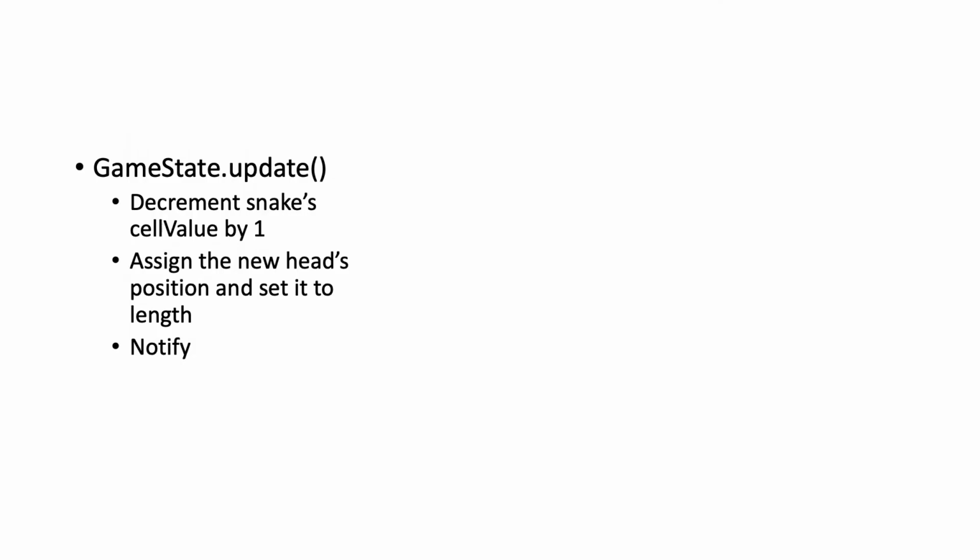Let's set up the game loop. I'm going to create a method called update, which will make the snake move. This method will be called periodically by the game loop timer that we set up previously. The easiest way to make the snake move is to decrease the cell value by 1 for those cells occupied by the snake. We also need to assign the new position for the head and set its cell value to the length. Don't forget to call notify listener method at the end so that Flutter updates the widgets.